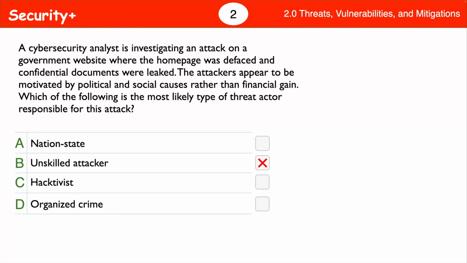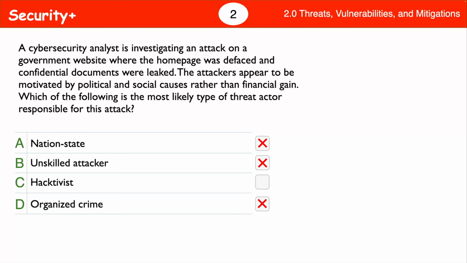Defacing a government site and leaking documents requires skill and coordination, which is not typical for an unskilled attacker, also known as a script kiddie. Next, we can eliminate D, organized crime. Organized crime groups are financially motivated, but they're not focused on political influence. An example here would be something like ransomware. And then we can rule out A, nation state. Nation state actors typically conduct espionage or cyber warfare, but not things like website defacement.